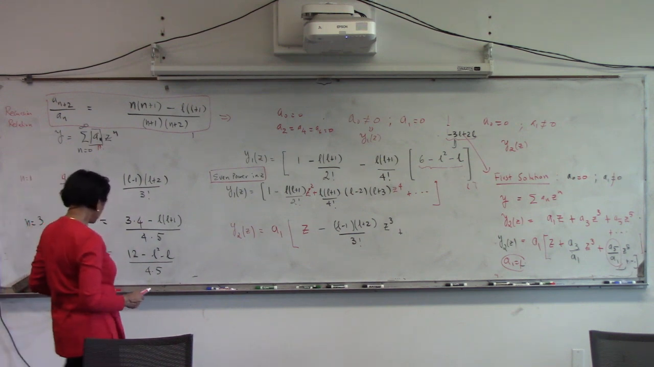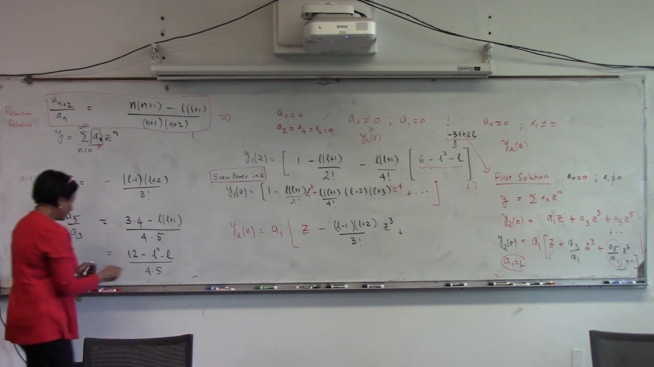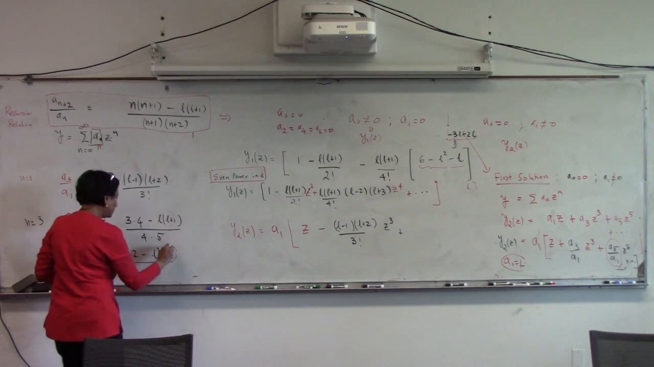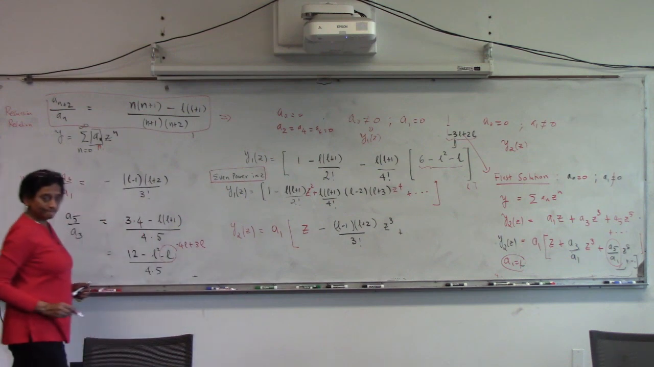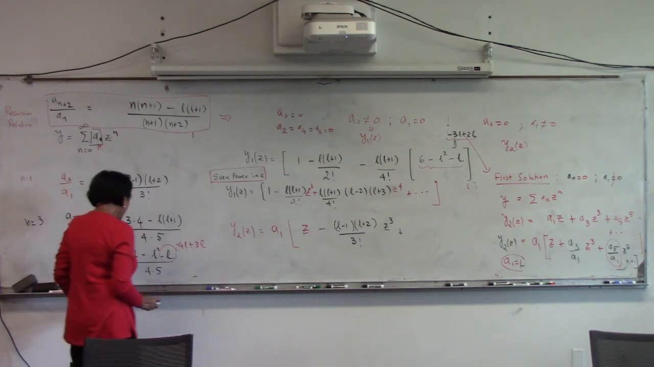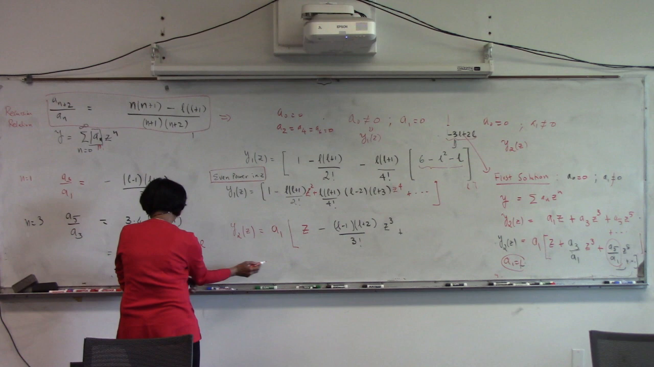What should I do here? Can I do minus 4L plus 3L? Yeah. Will that help? Yeah. All right. So what is that?